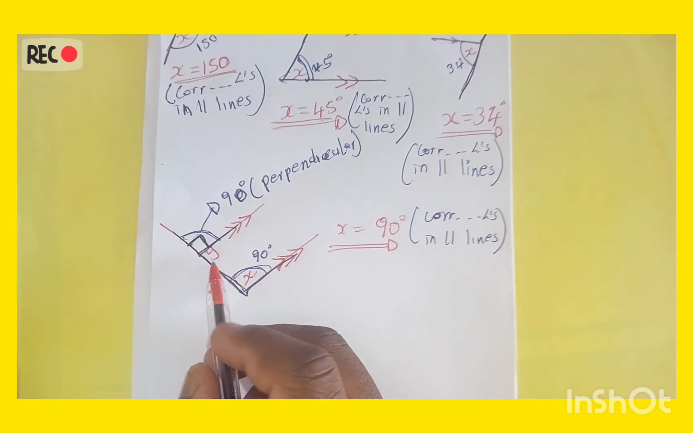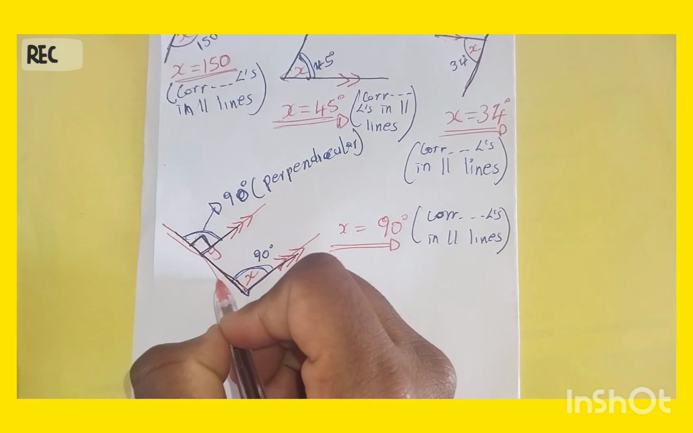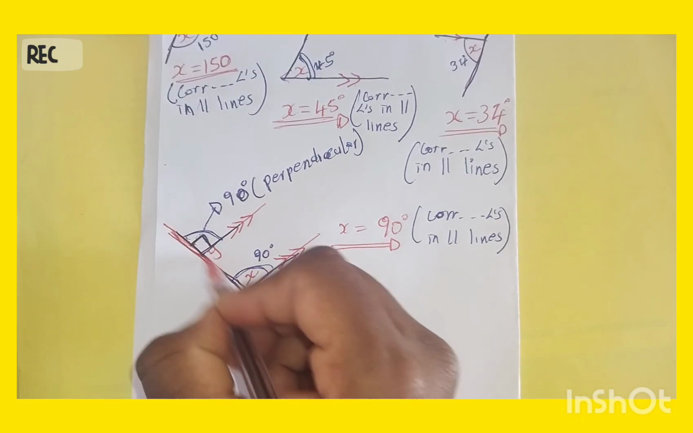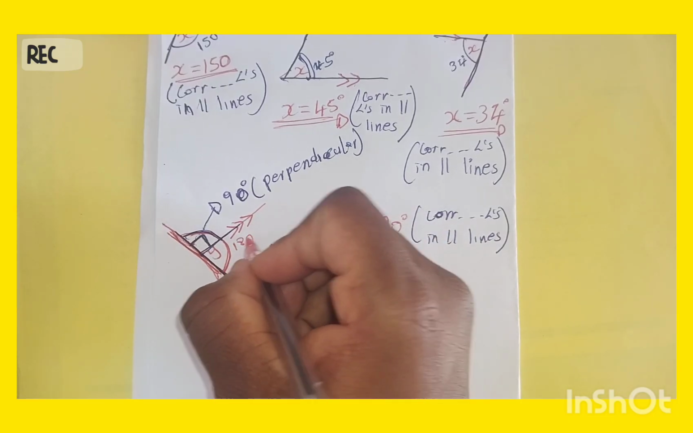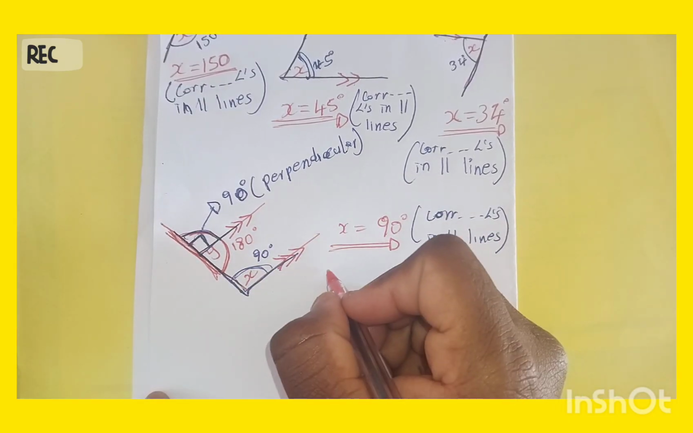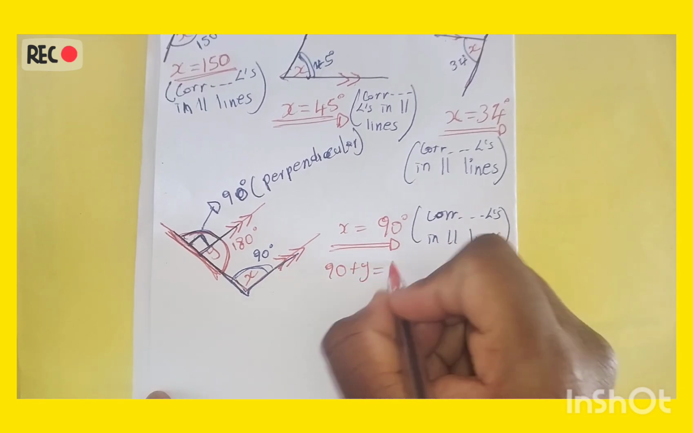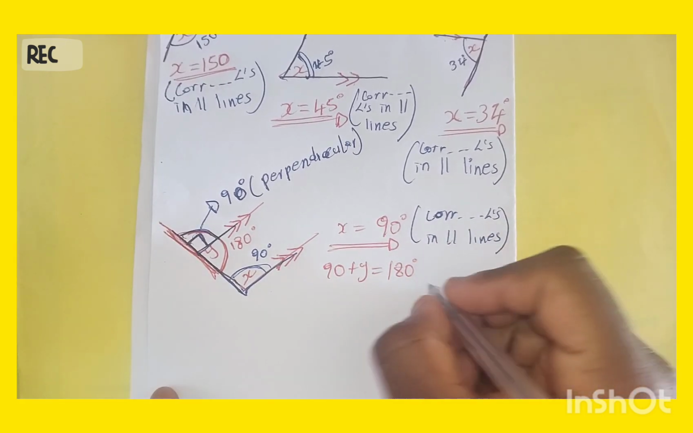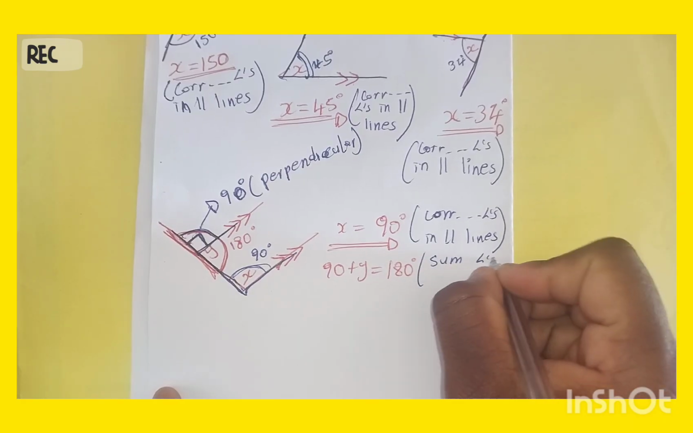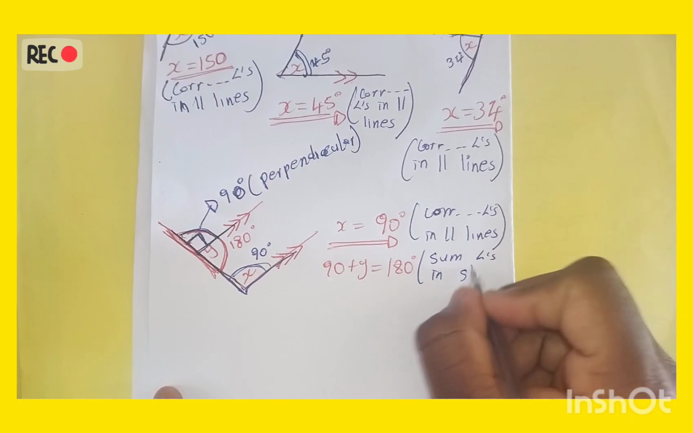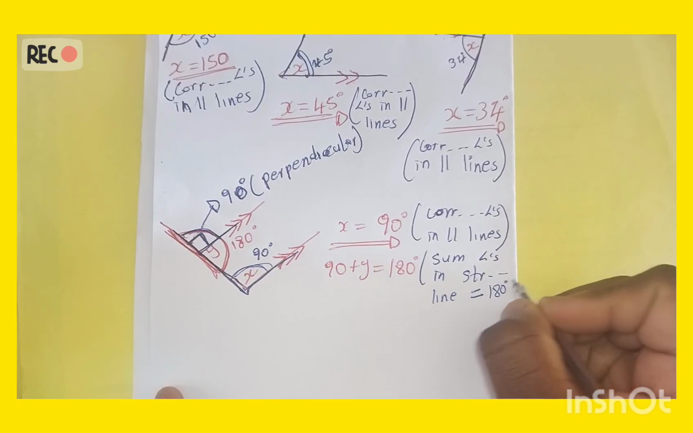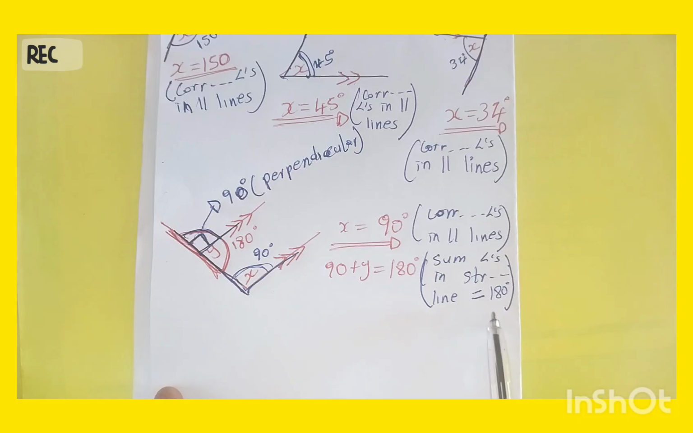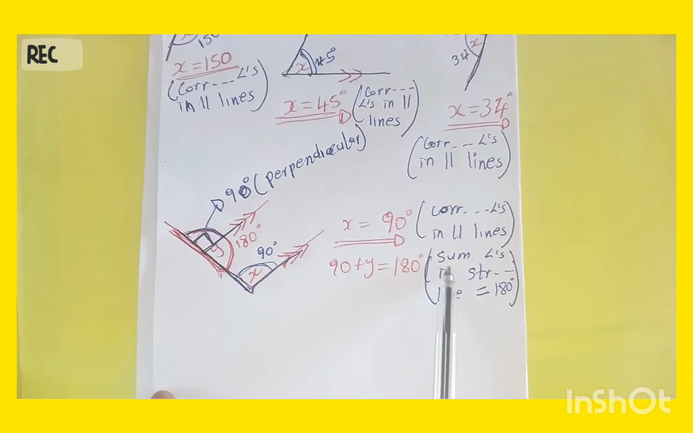What about that Y, guys? For the Y value, we can see that this is a straight line. These two angles, if I add them, should give me 180 degrees. Angles on a straight line, meaning 90 plus Y should equal 180 degrees. The reason is that the sum of angles in a straight line is equal to 180 degrees. Just know, guys, the reason for a straight line: the sum of angles in a straight line equals 180 degrees.